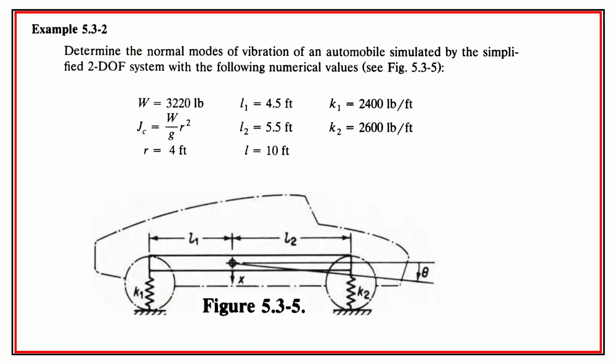All right, one more example, and then we'll be done with class 14, or week 14. Here is a car, and we want to find the normal modes of the vibration of an automobile simulated by the simplified 2-degree freedom system with the following numerical values. So let's take a look at what the book has. The book doesn't have a lot.